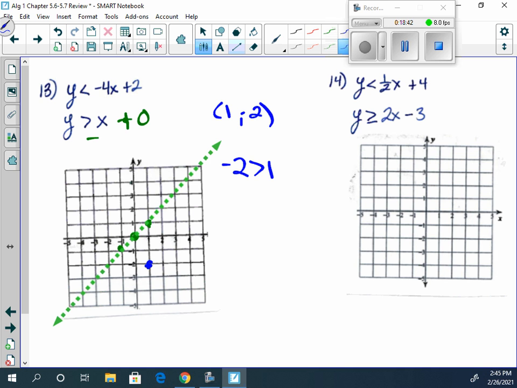Well, that's fine, because it only really matters if it's on the line we're checking. Since we're checking y is greater than x, it could be on the other line, but as long as it's not on the line that we are checking, then we're good. If it's on the line we're checking, like 0, 0, we couldn't use it for this one, but we can use 0, 0 for the other one. So since this is not true, we're going to shade above the line.